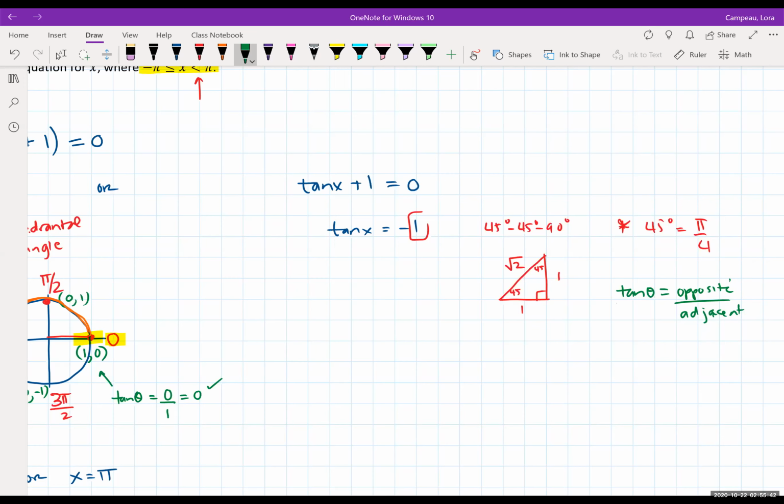Hopefully I spelled that right. It's been a while. Usually I just abbreviate. But if we're looking at opposite over adjacent, it's not going to be the 90-degree angle, it's going to be the 45-degree angle.